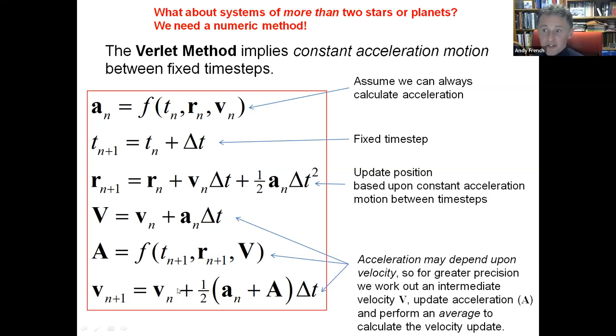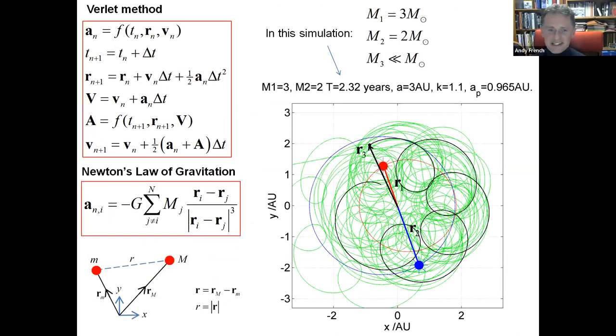So in fact, for gravity, we don't need to worry about this, because there is no dependence on velocity for gravity, but you could think of other laws like air resistance where that is true. Anyway, that's basically the engine for working out what happens next. All right, so let's go and apply this to an interesting system.